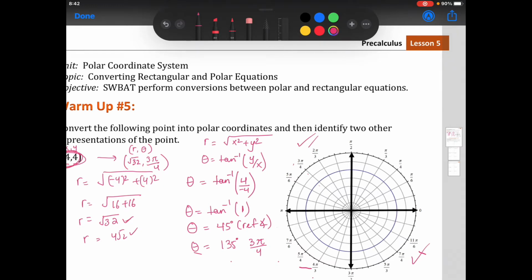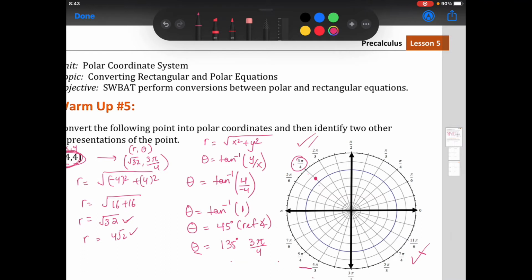And now it's also asking us to give two more representations, so let's first graph this. Its r is rad 32. Now you'll be like, how do I plot that? First of all, 3 pi over 4 is here, and rad 32 is approximately 5 point something, because think about it, the square root of 25 is 5, square root of 36 is 6. So rad 32 is a number between 5 and 6. So I'm going to go out 1, 2, 3, 4, 5, and 6, right in between. So that is where my point is.